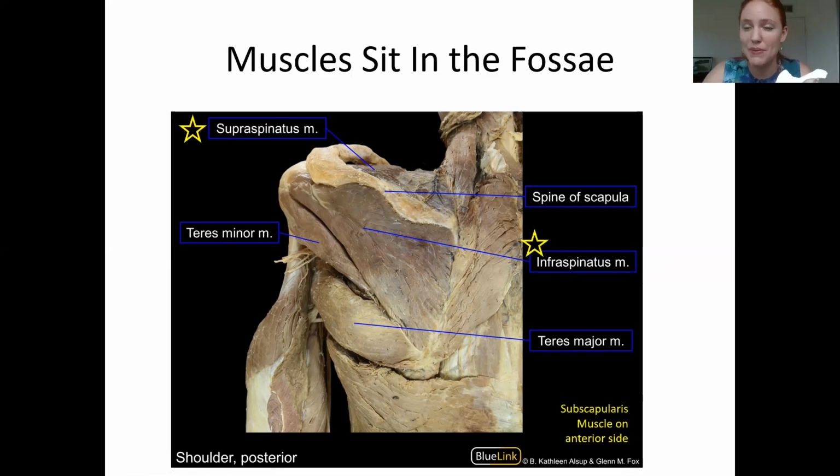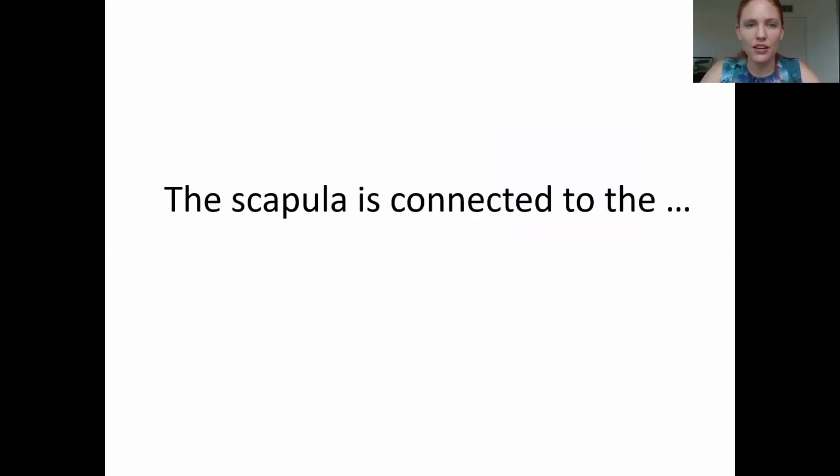Okay, so we're going back to muscles. Don't learn the muscles yet. I just wanted to show them to you so that when we get there, you'd be like, oh yeah, I've seen that before. Okay, so I'm going to go ahead and stop it, but let me give you a little preview of where we're going next.